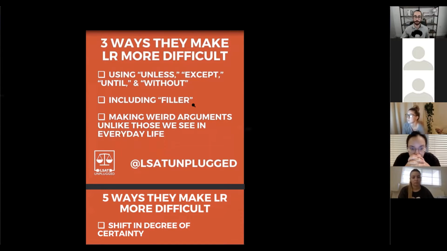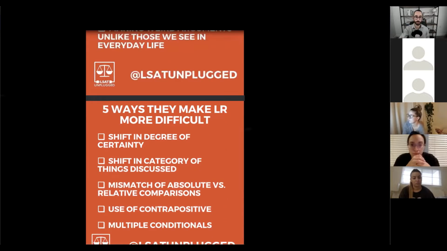You may want to dodge counter premises. You may want to deal with sub-conclusions. And then aside from that, there's simply filler. So are you good at cutting away the filler to focus on the core of the argument? Are you tripped up by seeing weird arguments that are unlike those you might typically see in everyday life? Things that people don't typically say, but could throw you for a loop. You want to focus on that.